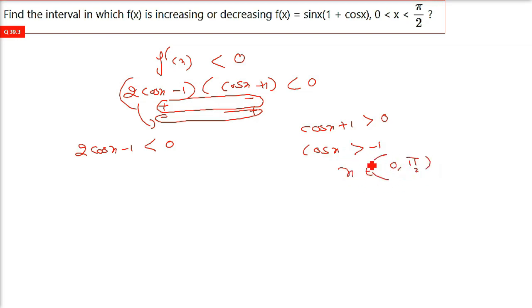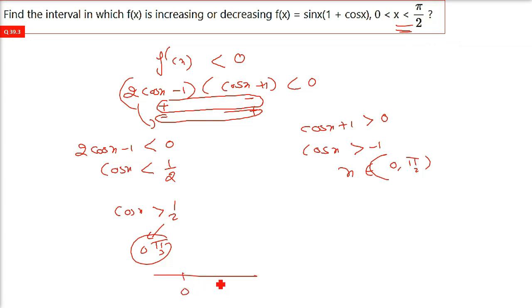This we have established just now. So cos x here is less than half. I just told you cos x greater than half means 0 to pi by 3. We are talking about 0 to pi by 2 here. So if I make this line 0, pi by 3 and pi by 2, cos x greater than half is this range. But cos x less than half means we are talking about pi by 3 to pi by 2, because cos pi by 2 is 0 and cos pi by 3 is half. So x should belong to pi by 3 to pi by 2.